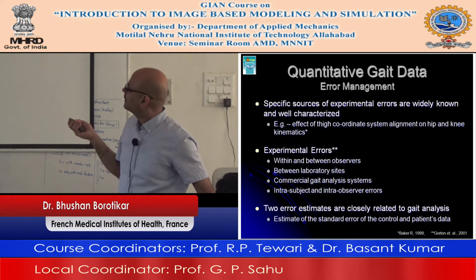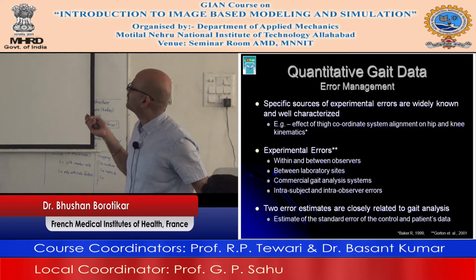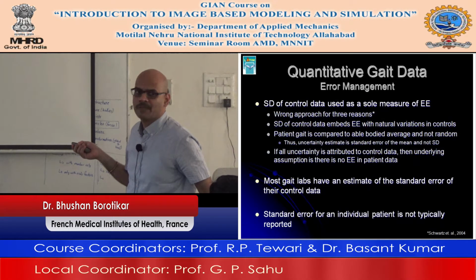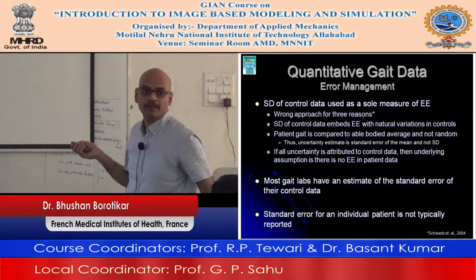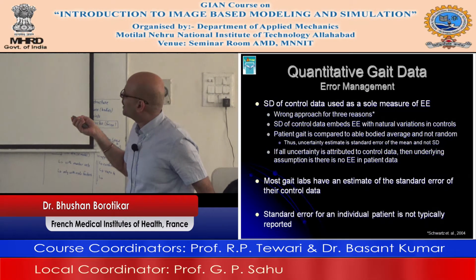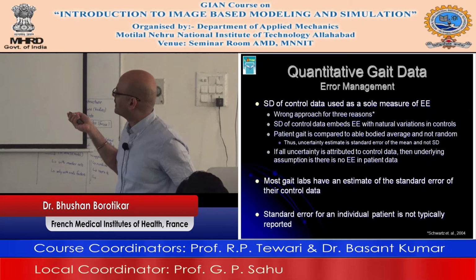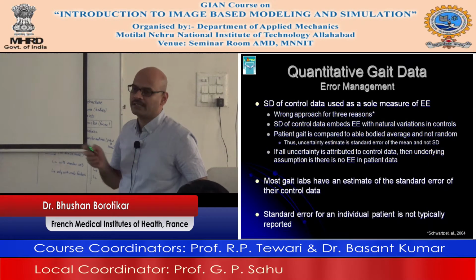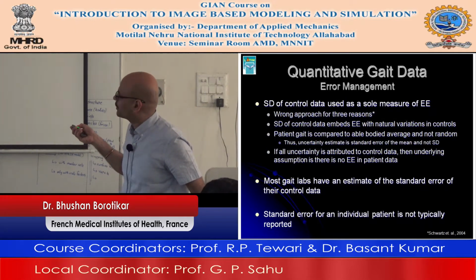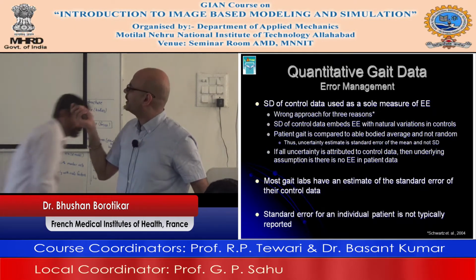First, standard deviation of the control data embeds EE with natural variations in controls. Somebody said something? Yes. EE is experimental error. Patient gait is compared to the able-bodied average and not random. Thus, the uncertainty estimate is a standard error of mean and not the standard deviation. And if all uncertainty is attributed to control data, then the underlying assumption is there is no experimental error in the patient data.